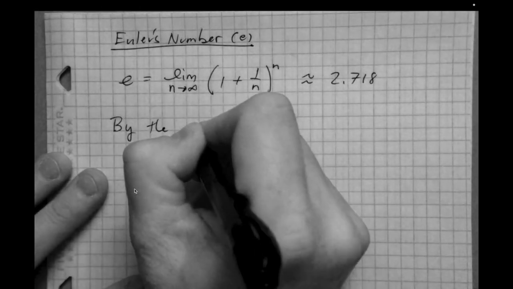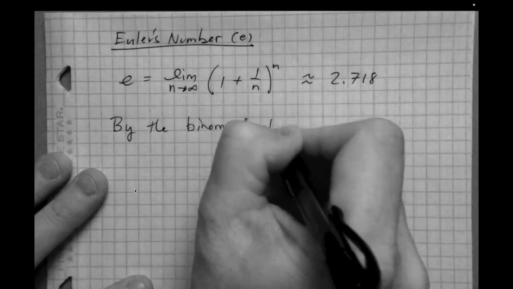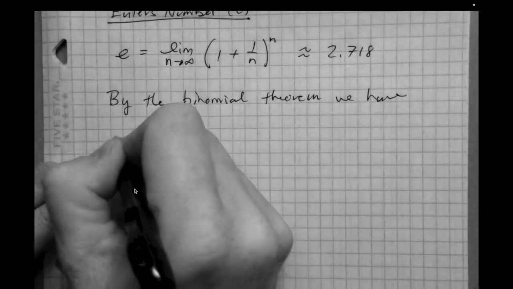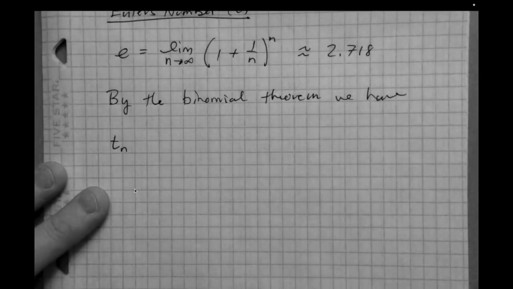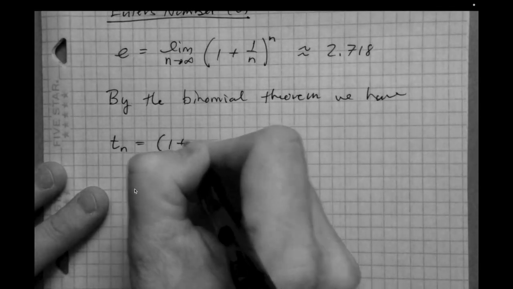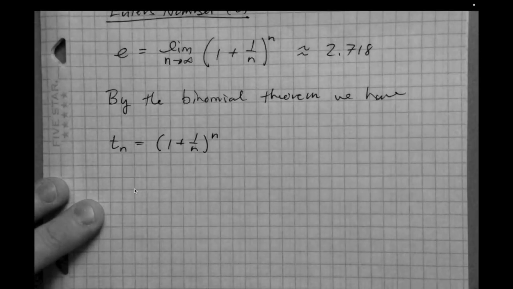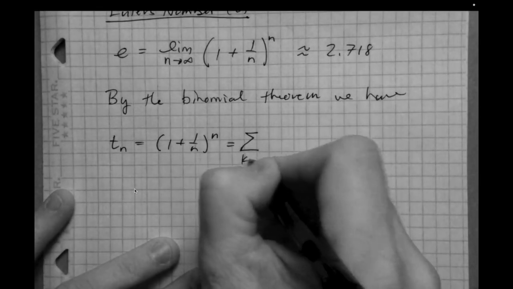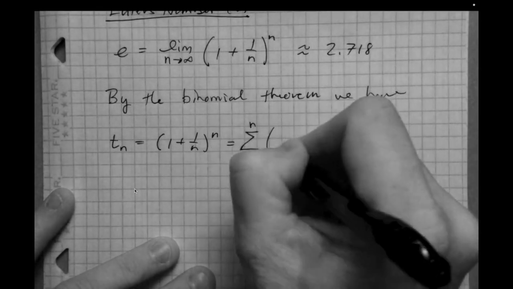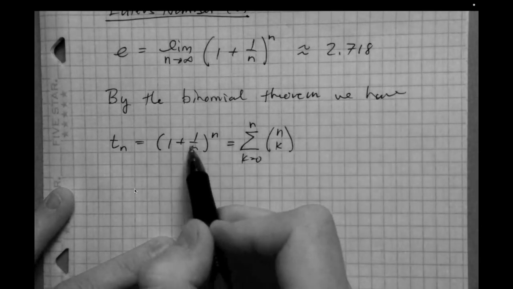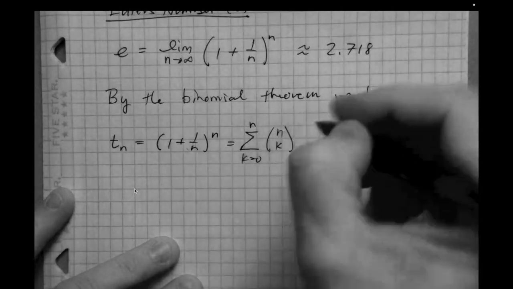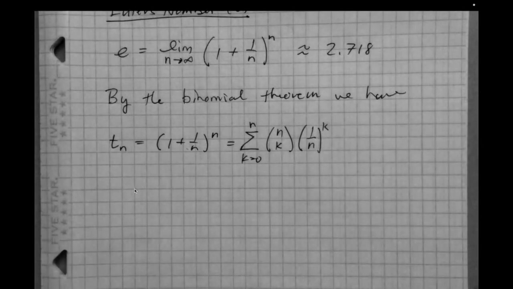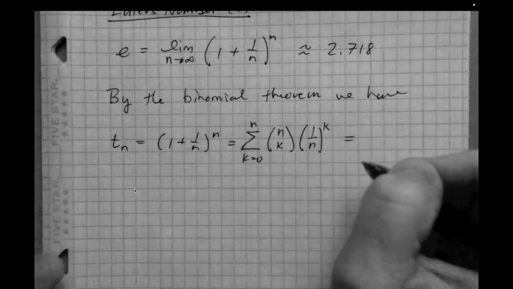So by the binomial theorem, we have, and we're going to call it T sub n, right? T sub n is equal to 1 plus 1 over n to the nth power, right? And that is equal to, let's remember, the binomial theorem says that's equal to the sum from k equals 0 to n of n choose k, and then you take whatever this term is and you successively raise it to the k power. So in this case, it's 1 over n to the k power. And so let's write this thing out.